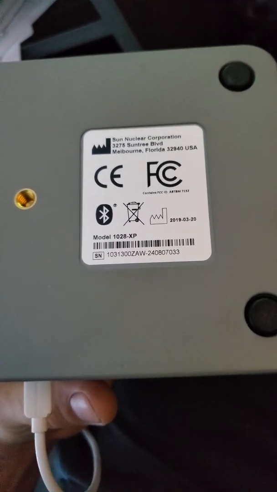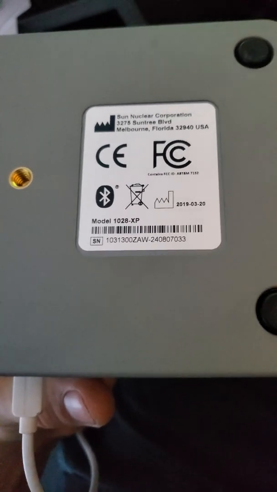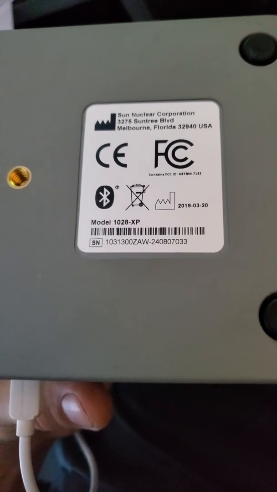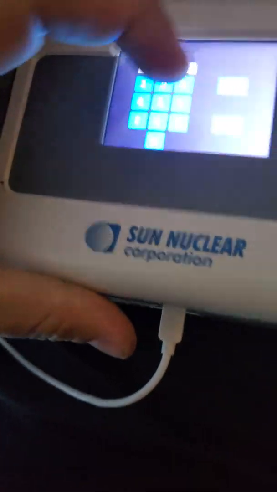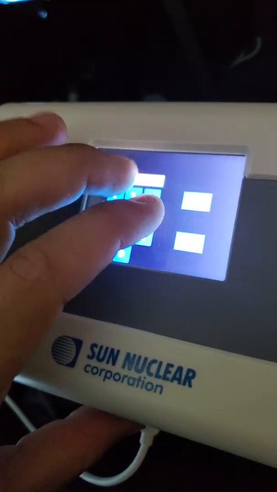All right, this is the same problem I've been having with all of my units, and it's very sporadic. It's very frustrating. But this is the issue. Nothing works.